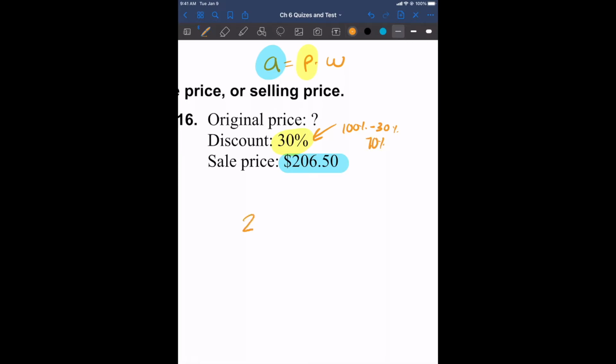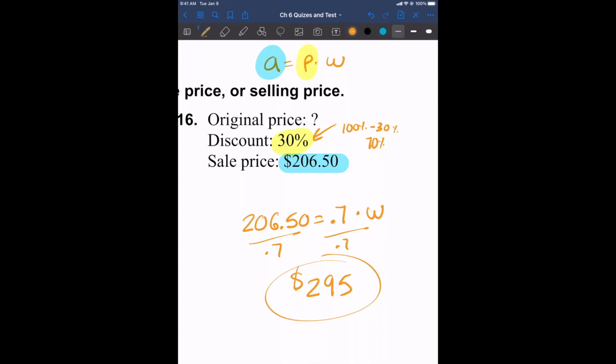So I've got 206.50 equals 0.7 for 70% times W. Now, how do I solve for W? Get rid of that 0.7. 206.5 divided by 0.7 is $295. That's your original price.